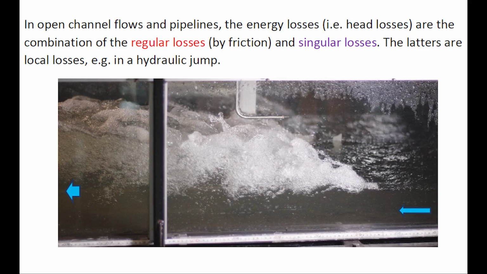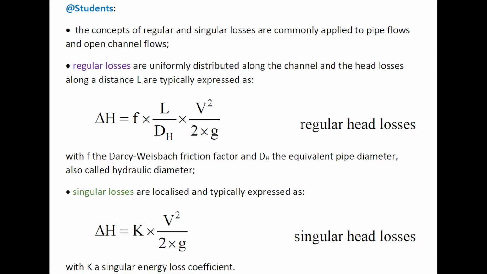Now coming back to the energy losses in open channel flow and pipelines, the head losses or energy losses are a combination of regular losses, for example by friction, and singular losses, which are localized, such as in a hydraulic jump, shown here. Students, the concepts of regular and singular losses are commonly applied to pipe flow and open channel flow.